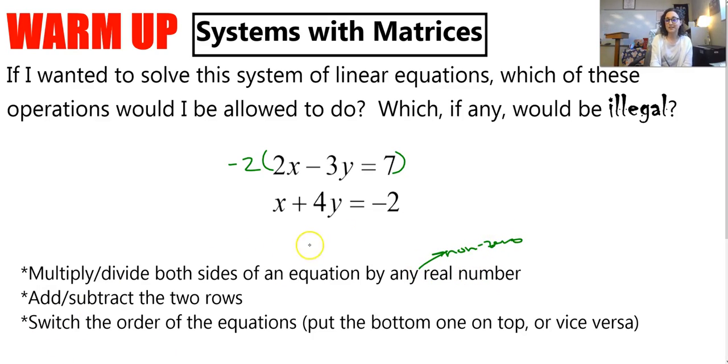All right, can I add and subtract the two rows? Absolutely, that's typically what we use for elimination. And can I switch the order of the rows? Totally, it doesn't change anything. So these are all allowable as long as I'm using non-zero real numbers.